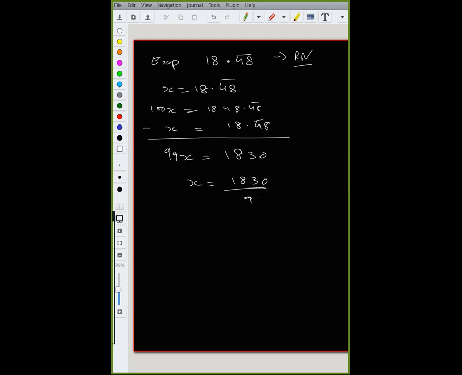Upon 99, remember to reduce this. So this will become 610 by 33. So therefore 18.48 bar will be 610 by 33. If you don't reduce this, you will lose half a mark. Please remember this. Try to see if there is any common factor and reduce further. If anyone has any doubts, let me know.